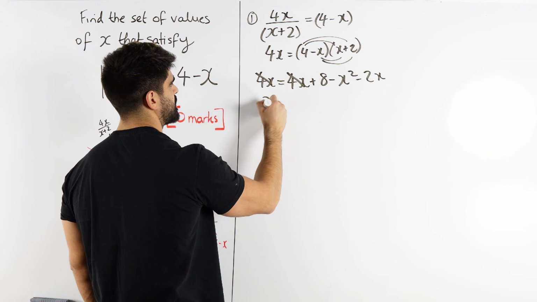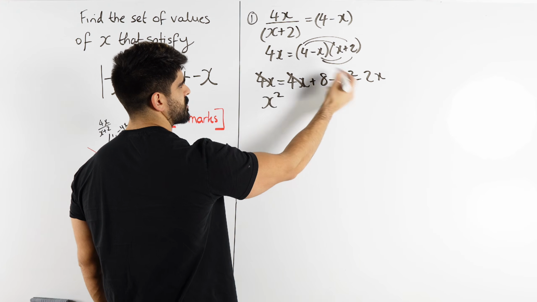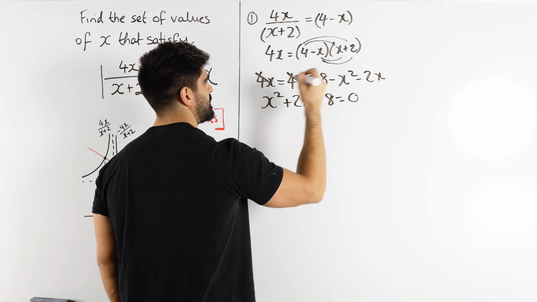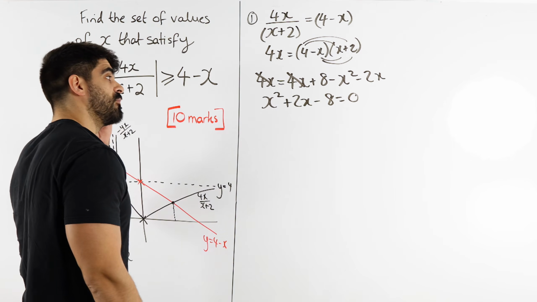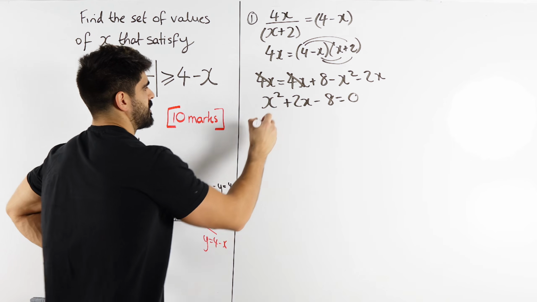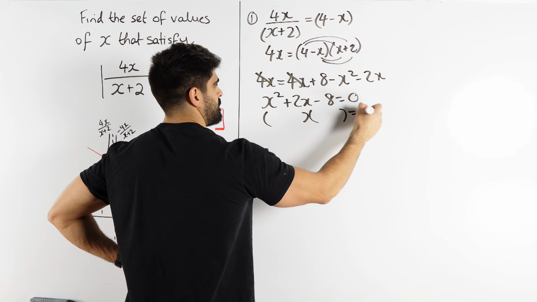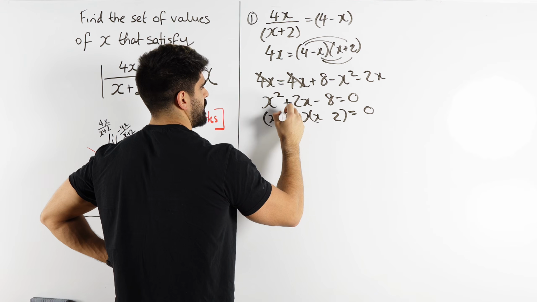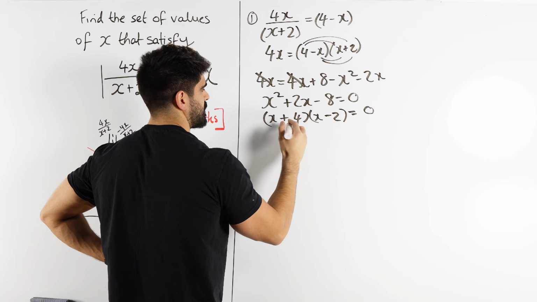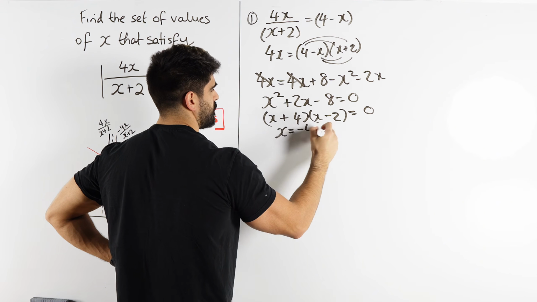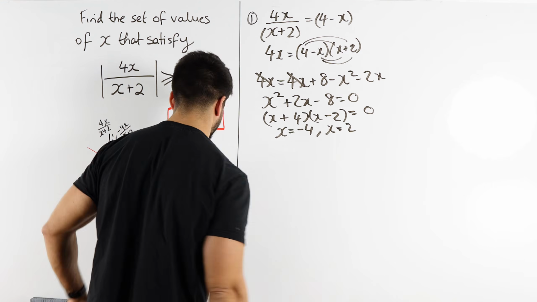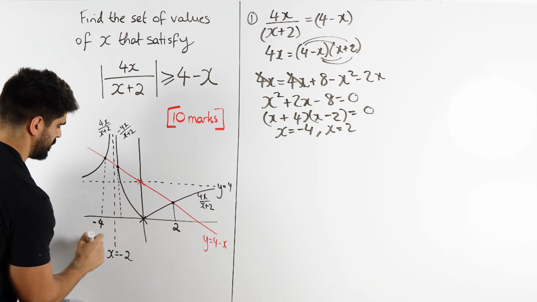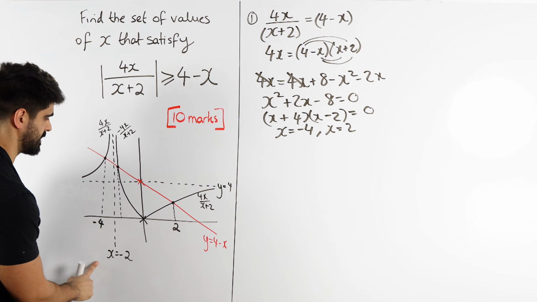Bring all that to the other side. So we get x squared plus 2x minus 8 is 0. Are we to solve that? That does factorize actually. I was going to complete the square. So we have x and x, 4 and 2, plus 4 minus 2 to make plus 2. So x is minus 4, x is 2. Nice. So that's 2. And this is minus 4. It looks realistic. It's less than that x is minus 2.